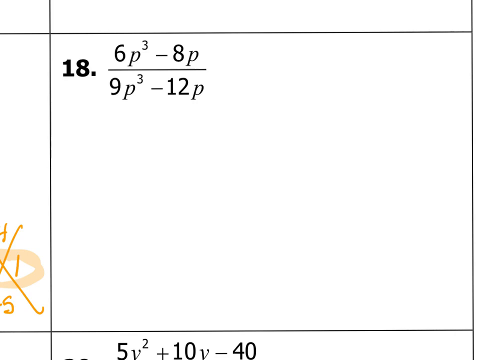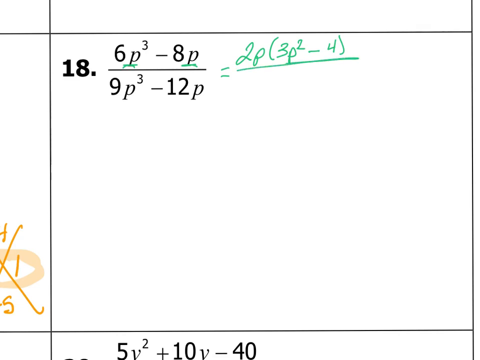So what goes into 6 and 8? Well, 2 does, so I know that I'm going to factor out a 2 on the top. And they both have a p in them, so I'm going to factor out a 2p. So 2p times what gives me 6p cubed? Well, that would be 3p squared. And 2p times what gives me 8p? Well, I think that should probably be -4.